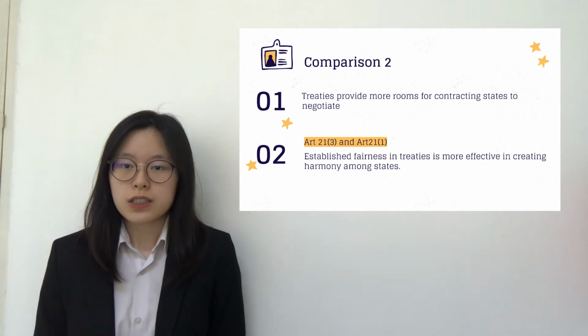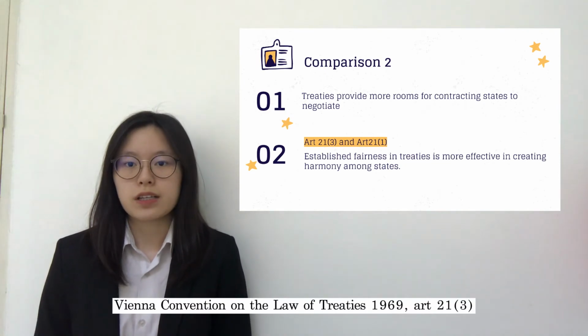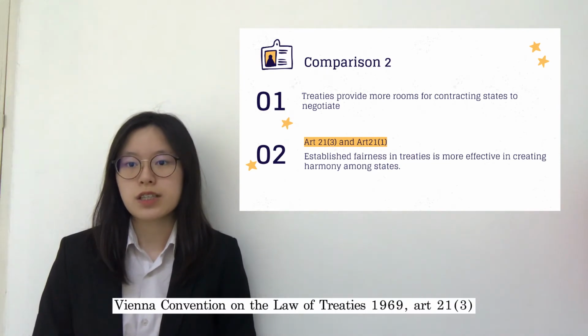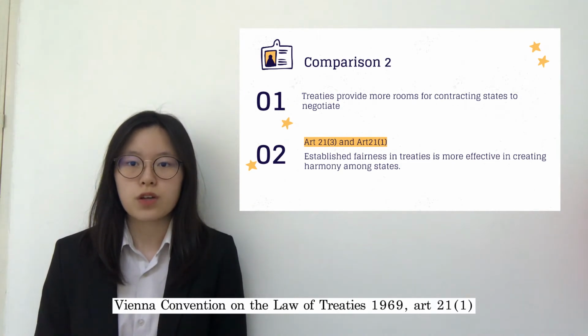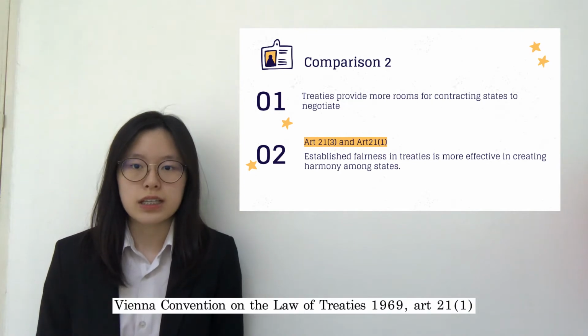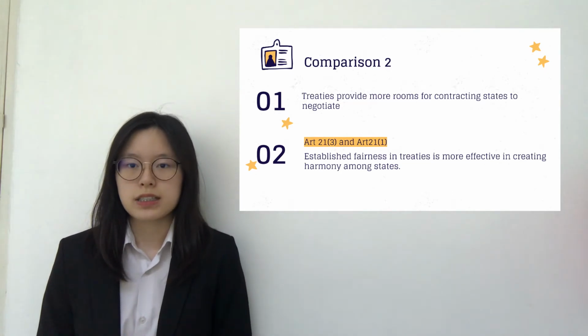To compensate for states which object against the reservation, Article 21, Clause 3 of the Vienna Convention provides that the reservation does not apply between them and the reserving states. Besides, Article 21, Clause 1 also provides that the reservation will be applicable to non-objecting states when enforcing the treaty in relation to the reserving state and vice versa. Thus, this established fairness in treaties is more effective in creating harmony among states.